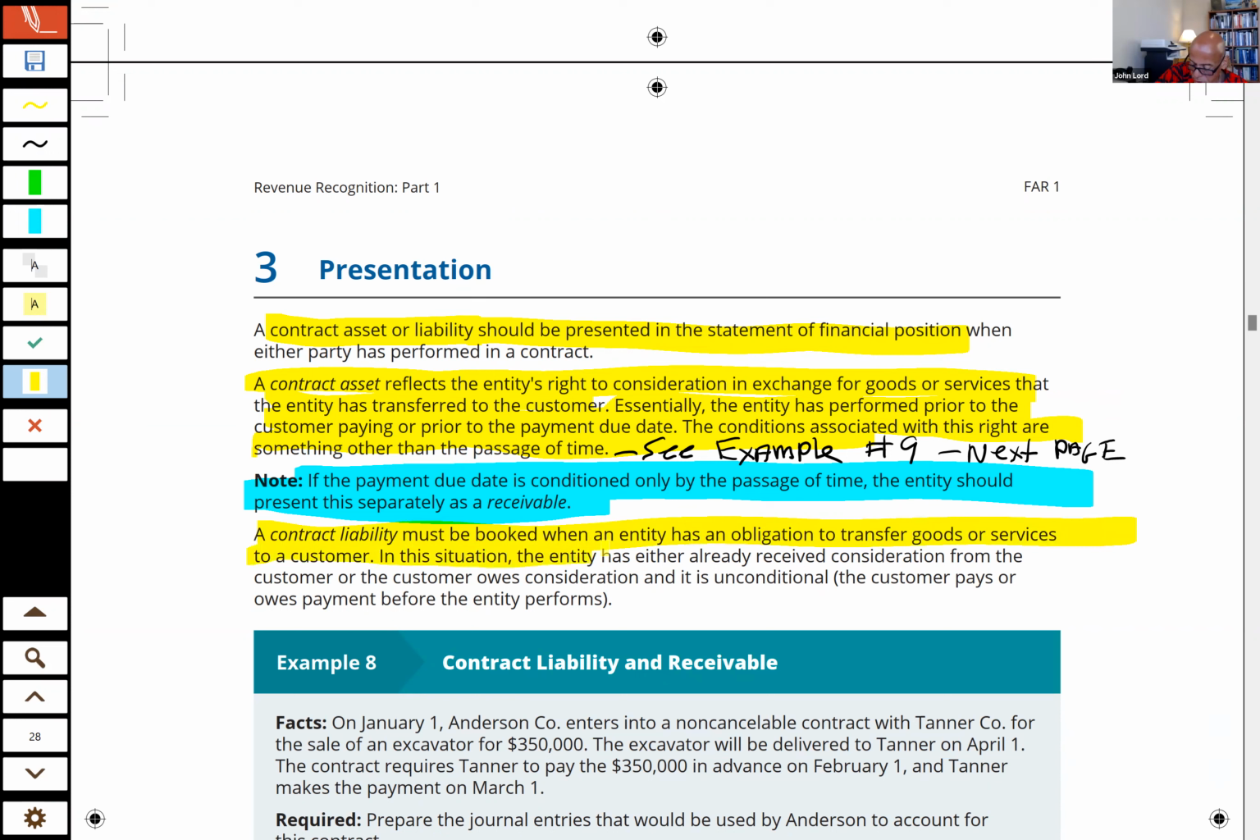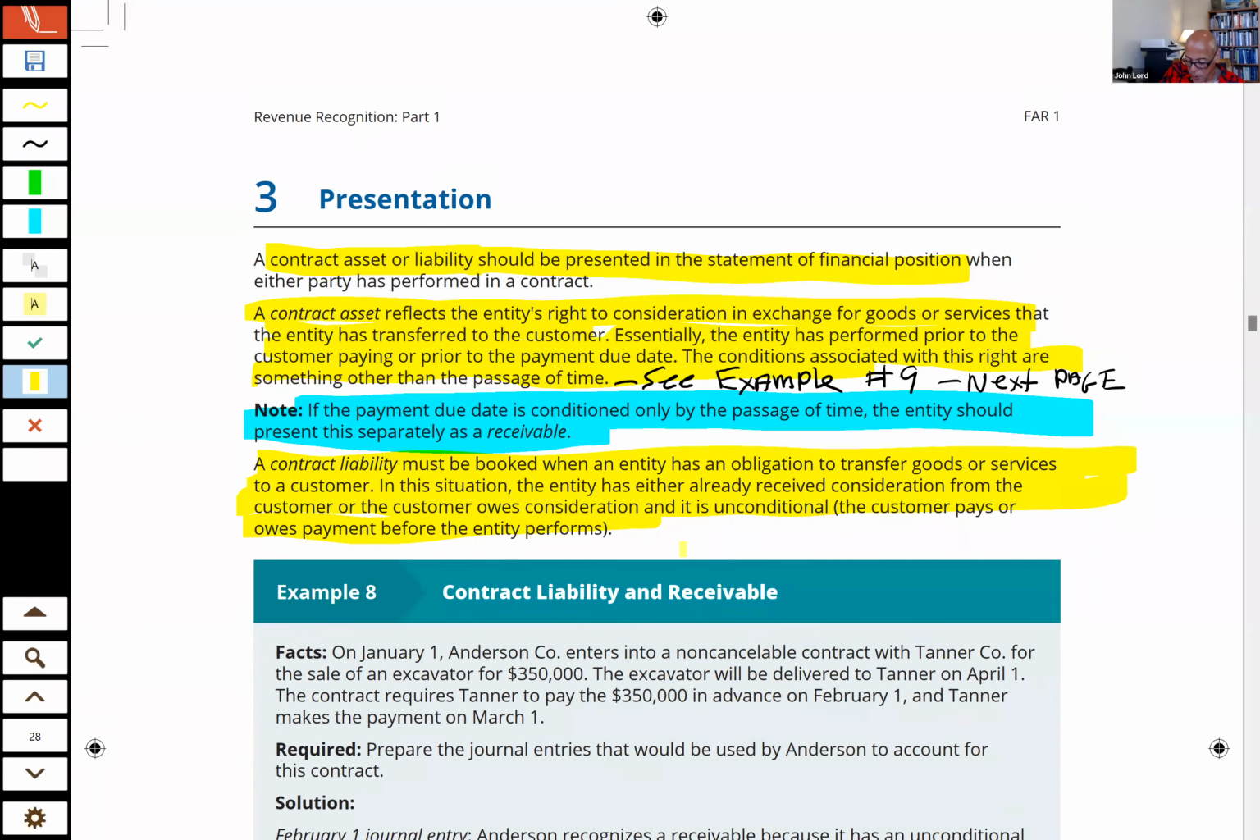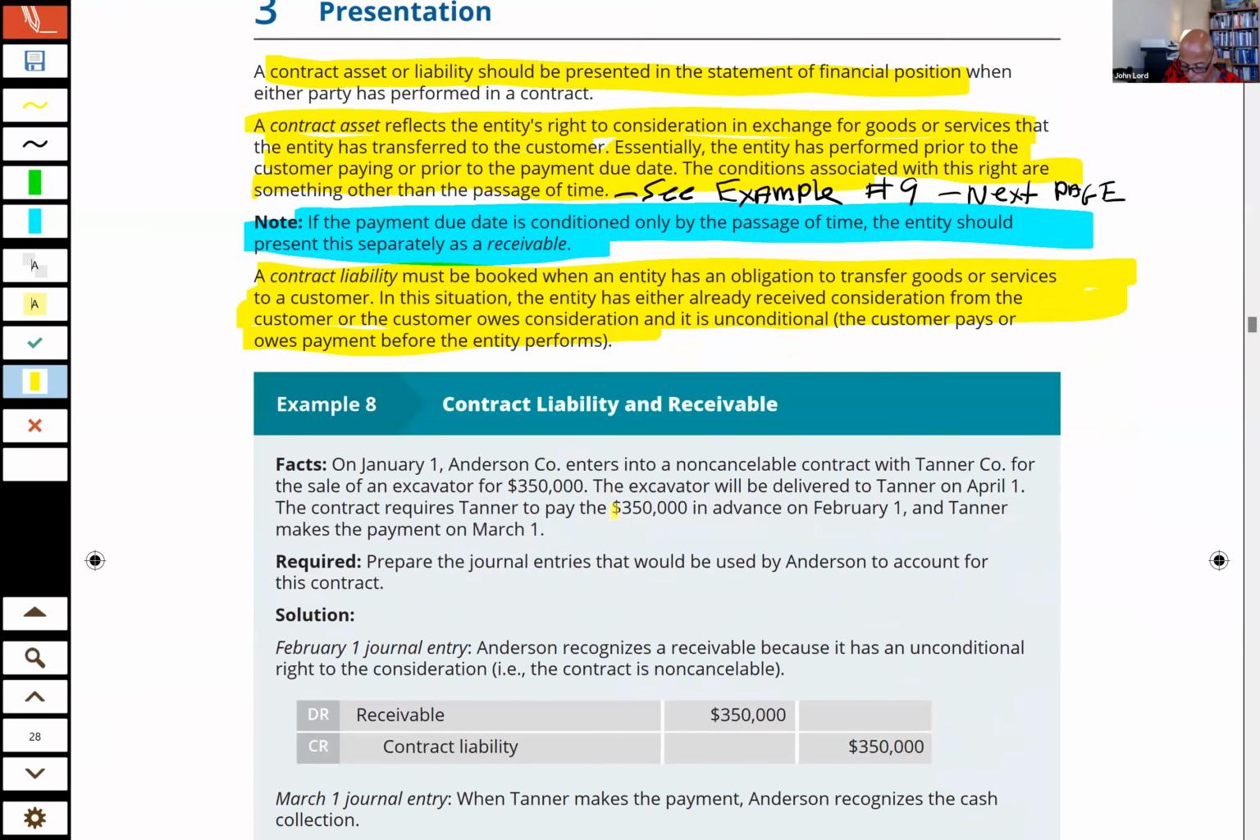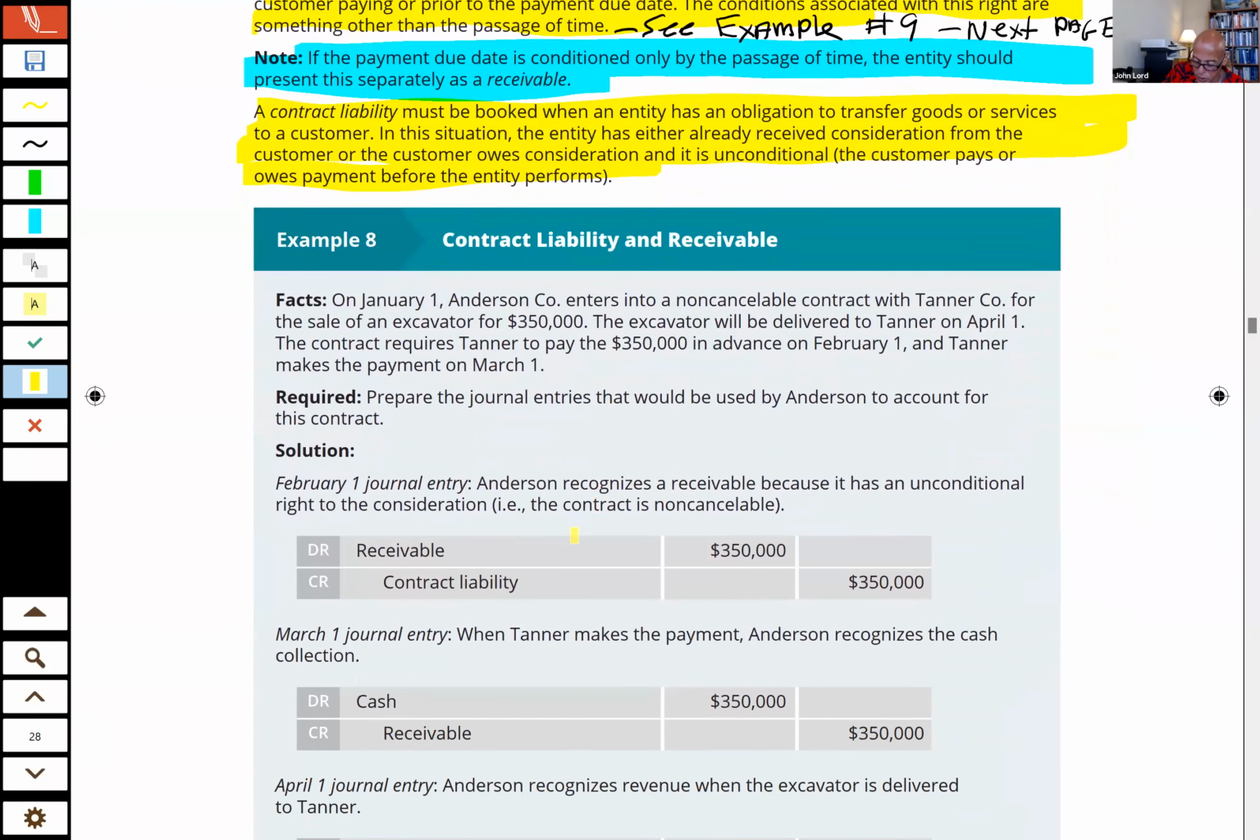Okay, good. Contract liability must be booked when an entity has an obligation to transfer goods or services to a customer. In this situation, the entity has already received consideration from the customer, or the customer owes consideration and it is unconditional. So the customer pays or owes payment before we perform. Okay, so what happens here?